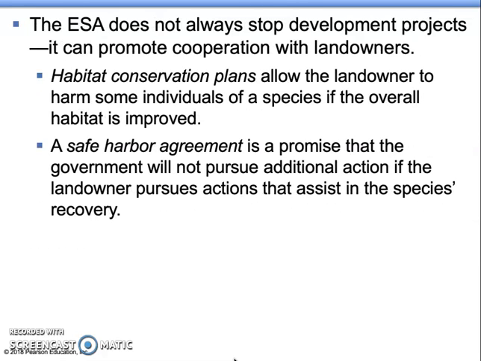However, the ESA does not always stop development projects, and there are several ways that the federal government attempts to cooperate with landowners. Two examples of those are habitat conservation plans and safe harbor agreements, which you can read about.